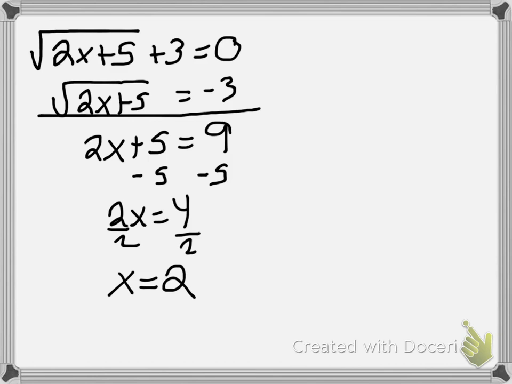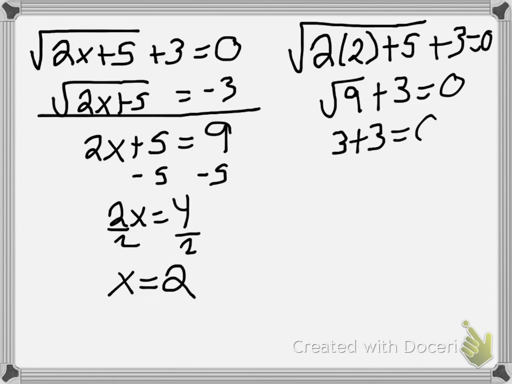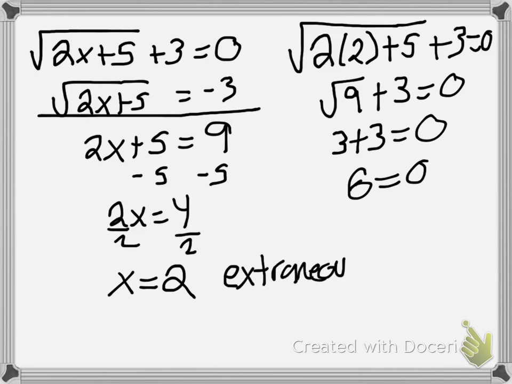So let's find out. So then you said, and I was proud of a lot of you because you showed me your work, 2 times 2 plus 5 plus 3 equals 0. Well, the square root, 2 times 2 is 4 plus 5, so I want the square root of 9 plus 3 equals 0. 3 plus 3 equals 0. 6 equals 0. Is that a true statement, guys? No. That means that 2 is an extraneous solution. And since 2 is the only solution, there is actually no solution to this problem.